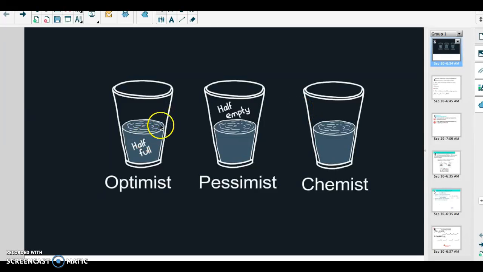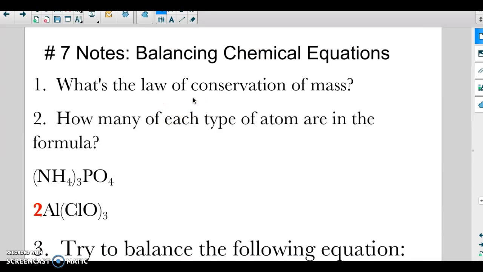Hi, I wanted to talk to you guys today about counting atoms in molecules and then balancing chemical equations. So, do you guys remember what the law of conservation of mass is? Think about that. And then also, looking at and counting each type of atom that's in these formulas. So we are going to talk about this.